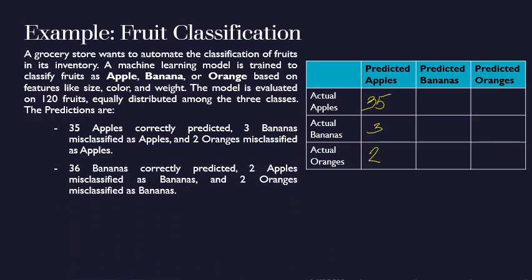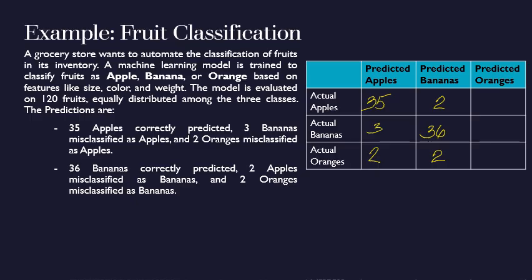The next prediction is there are 36 bananas correctly predicted. So now let's proceed to the bananas class. So there are 36 bananas correctly classified, and then two apples misclassified as bananas. So we have here two apples, but they are misclassified to be bananas. And we have two oranges misclassified to be bananas. So we have also here two oranges misclassified as bananas.